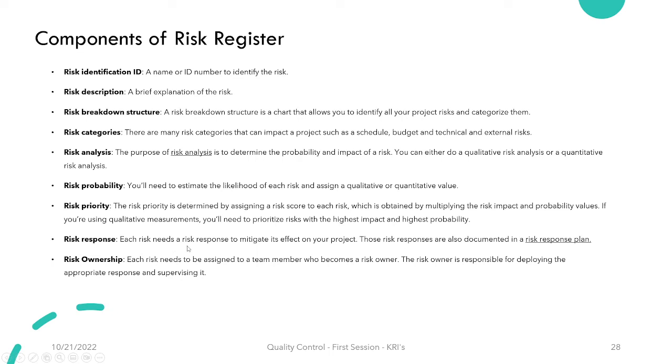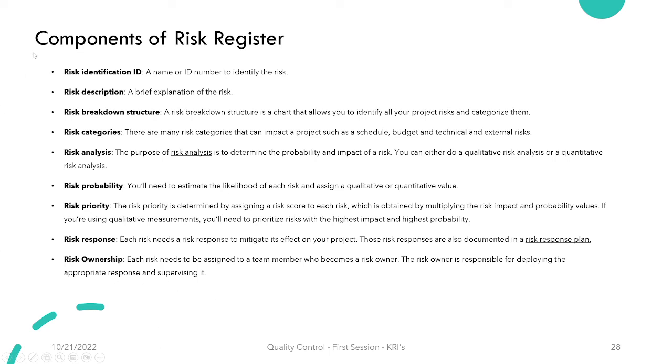Each risk needs a risk response to mitigate its effect on your project. Those risk responses are also documented in a risk response plan. Risk ownership: each risk needs to be assigned to a team member who becomes a risk owner. This risk owner is responsible for deploying an appropriate response and supervising this risk.